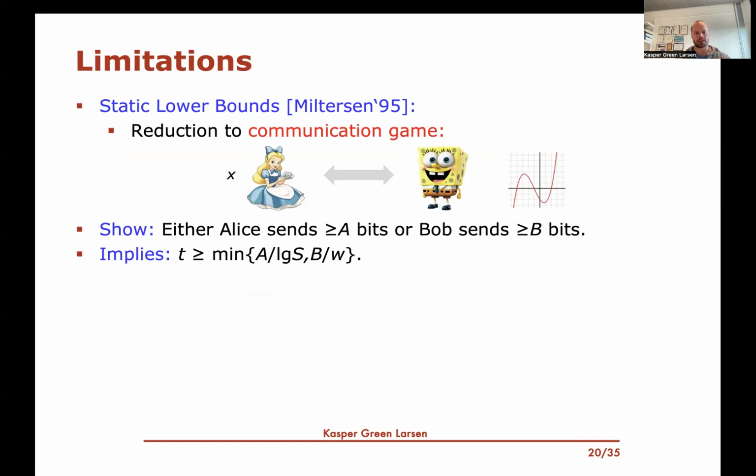And let me just say a few words about limitations of this technique. So what are the strongest lower bounds we could ever hope to prove using Middleton's technique? His technique is really doing this communication game and trying to prove that either Alice sends at least A bits or Bob sends at least B bits, and then get a lower bound that T is at least the minimum of A over log S and B over W.